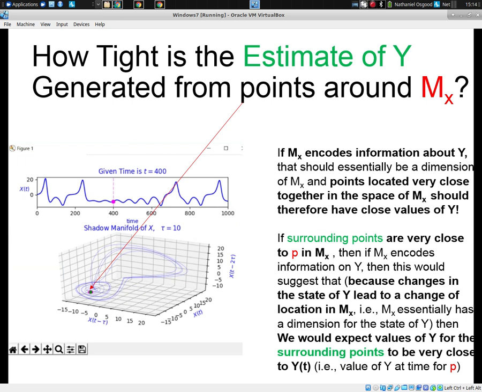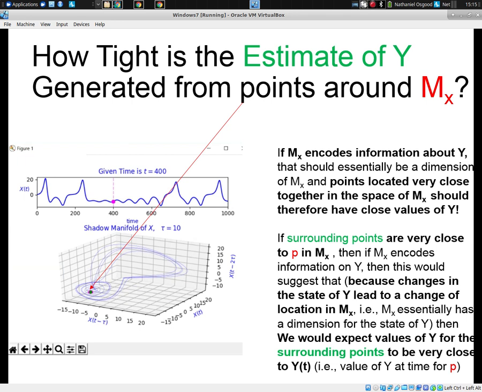You might ask, why are there many points here? Because there's different subsets of L. Maybe the entire shadow manifold is 100,000 points, and I'm taking different subsets of 100. Okay? And for each subset of 100, I'm going to go through each point in it and find its nearest neighbors and compare y of t with reconstructed y of t from those neighbors, and I'm going to take their correlation over those 100. Okay? Now each of those is going to give a value of rho as computed from those 100.